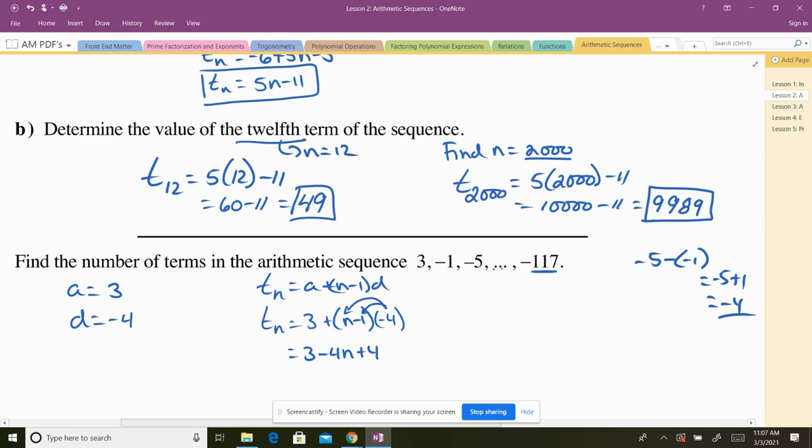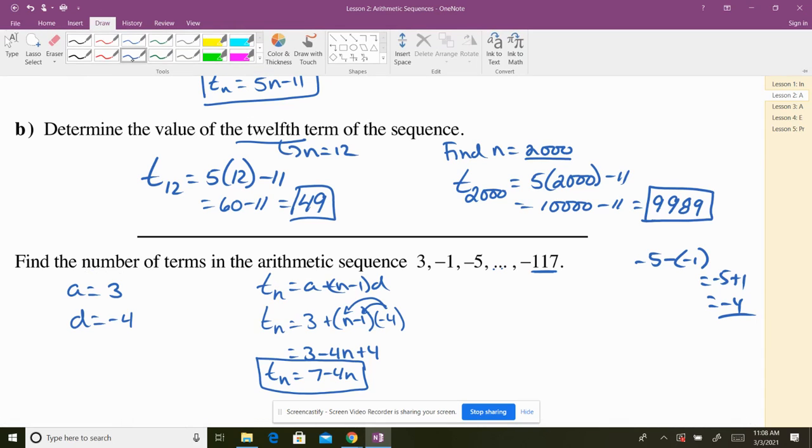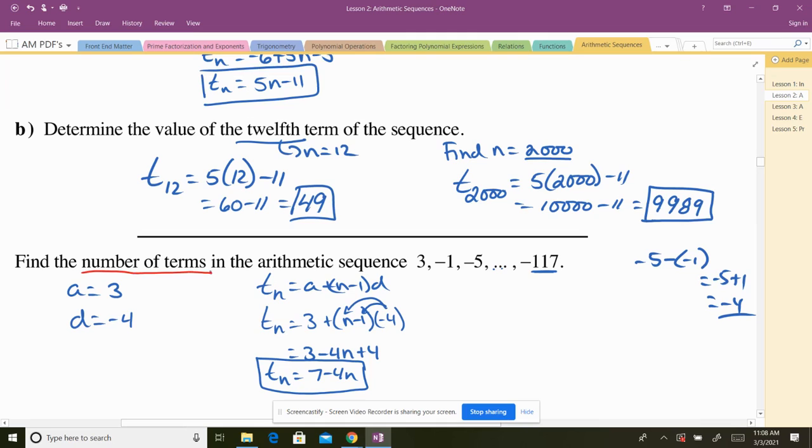Like terms, which is 3 and 4, right? So I get Tn is equal to 7 minus 4n. Okay, we have a formula that describes this sequence now. When they say find the number of terms, put this in red. When they say this expression right here, they're saying find n. That's what they're telling you to find.